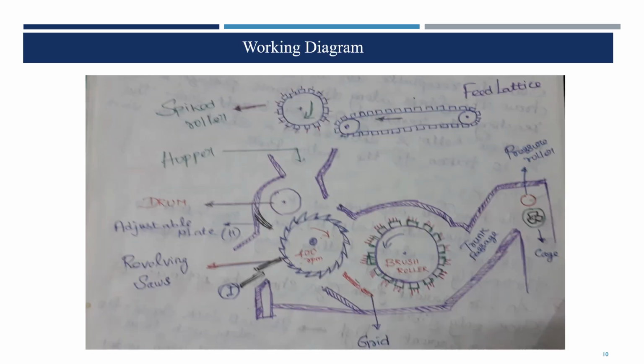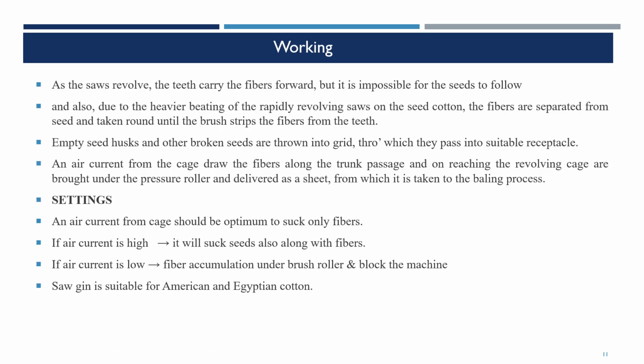So this is the working diagram of the saw gin. It consists of a feed lattice, a hopper, a main saw roller, and a brush roller. Let us see the working. As the saws revolve, the teeth carry the fibers forward, but it is impossible for the seeds to follow.